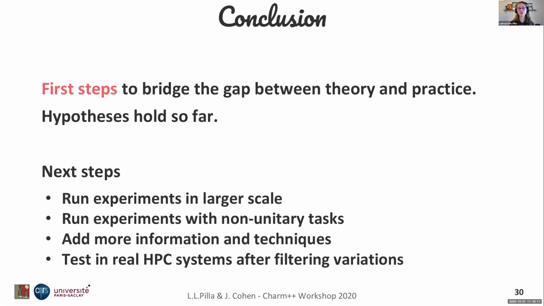Run experiments with non-unitary tasks, which reflect what we see when we're running a real application in Charm++, for instance. Try to add more information and techniques as we see the algorithm converging to a good solution for systems, and then try to implement it in something like Charm++ and try to run it in a real HPC system. But first we have to filter the variations. If not, we're going to require all the resources available in the supercomputer to run our experiments.